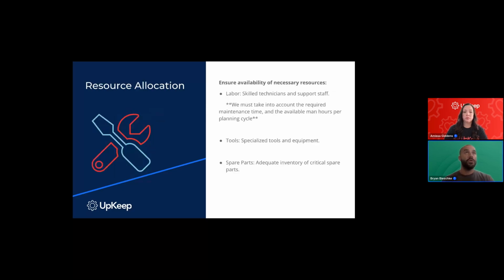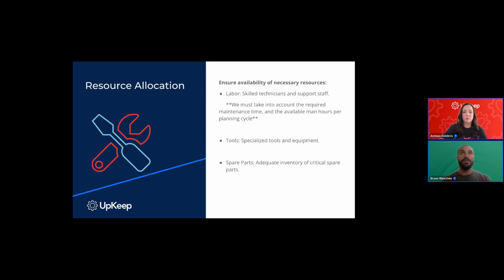All right. Resource allocation. This is huge and arguably missed very often. Ensure the availability of necessary resources. You have to know how much skilled labor you have or support staff. Are you using contractors? Do they have the availability? Is it outside? Is there thunder, rain? Is the weather going to impact your resource allocation?